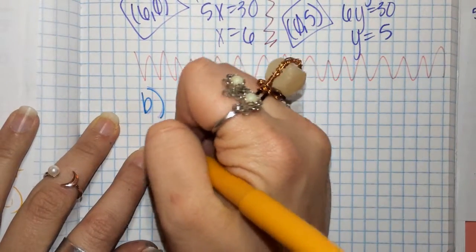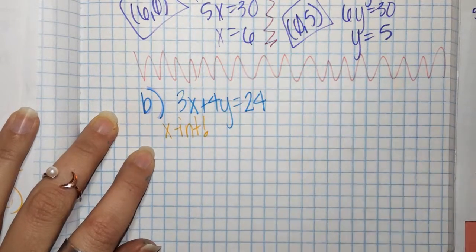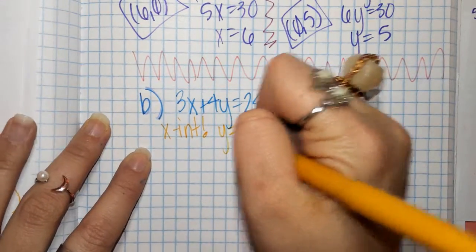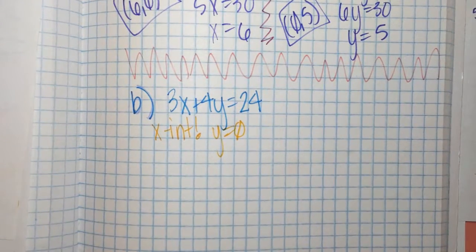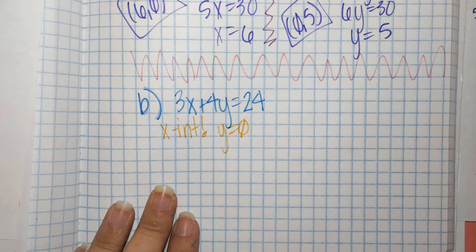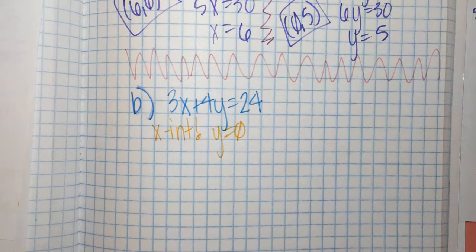Alright, so now please write your x-intercept. And what do we know is always true about our x-intercept? Okay, so what are we going to plug in for y this time? And why are we plugging in for y and not x? Because we're solving for x. We're looking for x, so we're solving for x. That's why we plug in 0 for y.